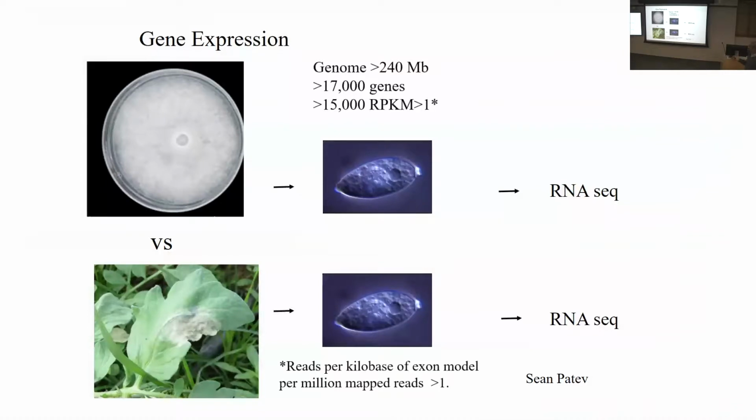And there's a little bit about the genome of Phytophthora infestans. There are more than 240 megabases in the genome. 75% of the genome is repetitive DNA. There are more than 17,000 genes. And in this analysis, we found more than 15,000 genes with a reads per kilobase of exon model per million mapped reads. So those are the ones that we can detect reliably.